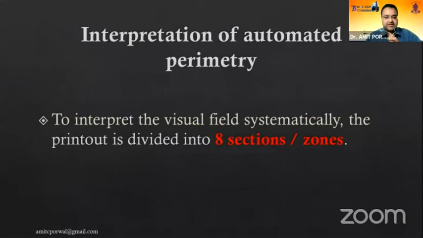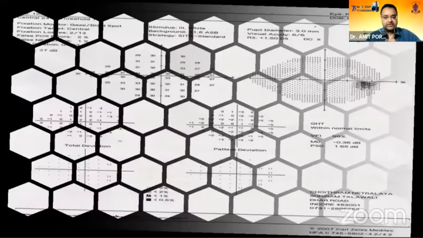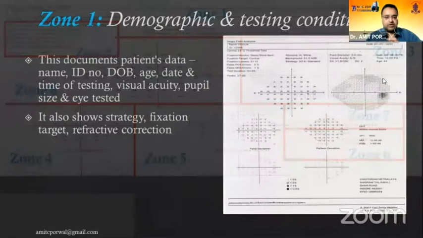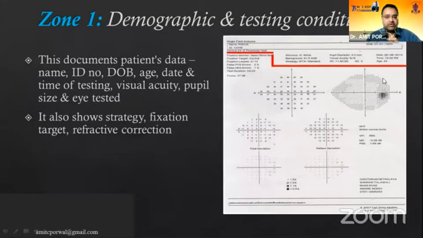Coming to the interpretation, to interpret the visual field systematically, the printout is divided into 7 sections or 7 zones. So basically, this is the way we divide our printout. I'm going to talk about each of these zones separately. Coming to zone 1, basically it is the demographic and testing condition.